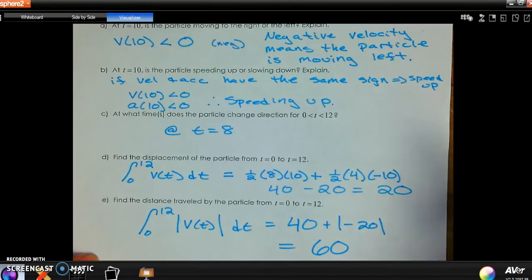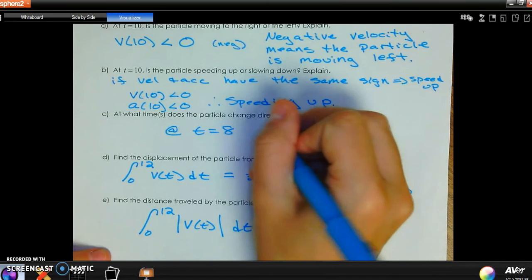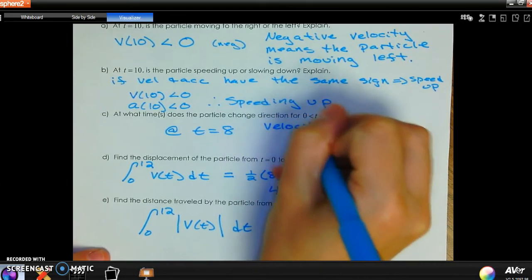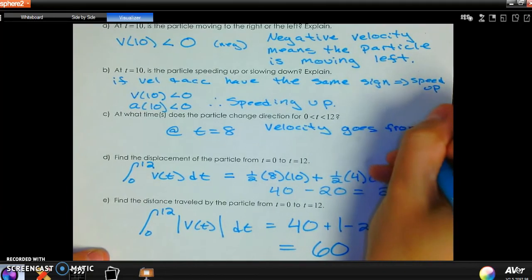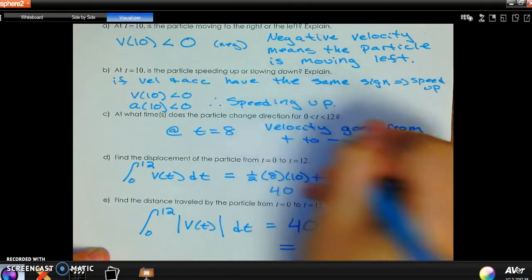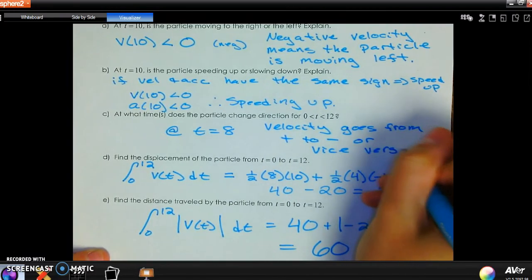Okay? So that about sums it up. And again, when does the particle change direction? That occurs when the velocity goes from positive to negative or vice versa. And that is what you need to know about motion.